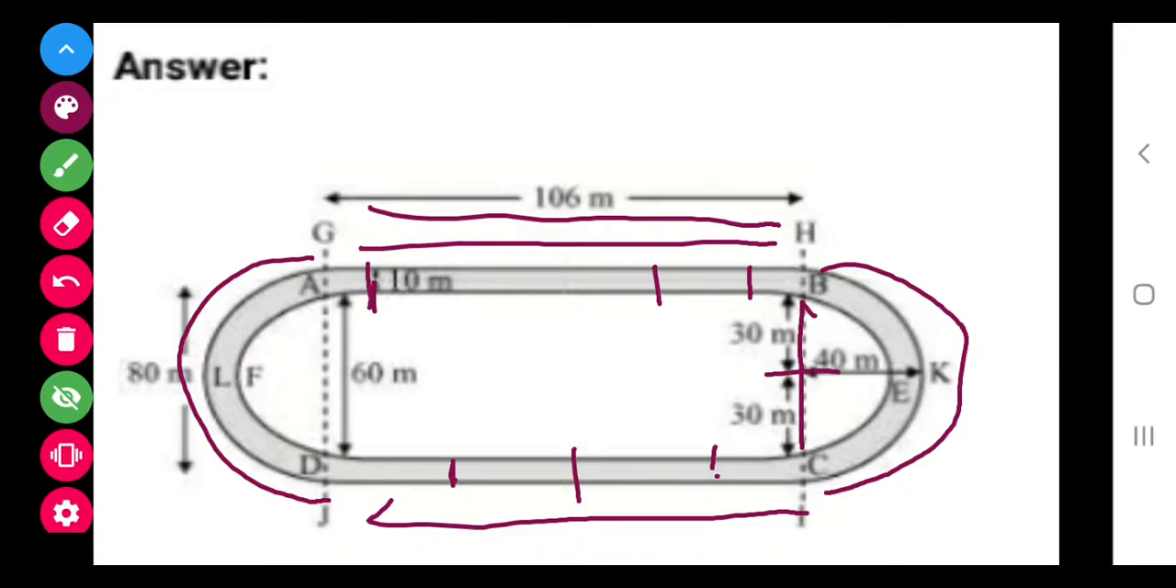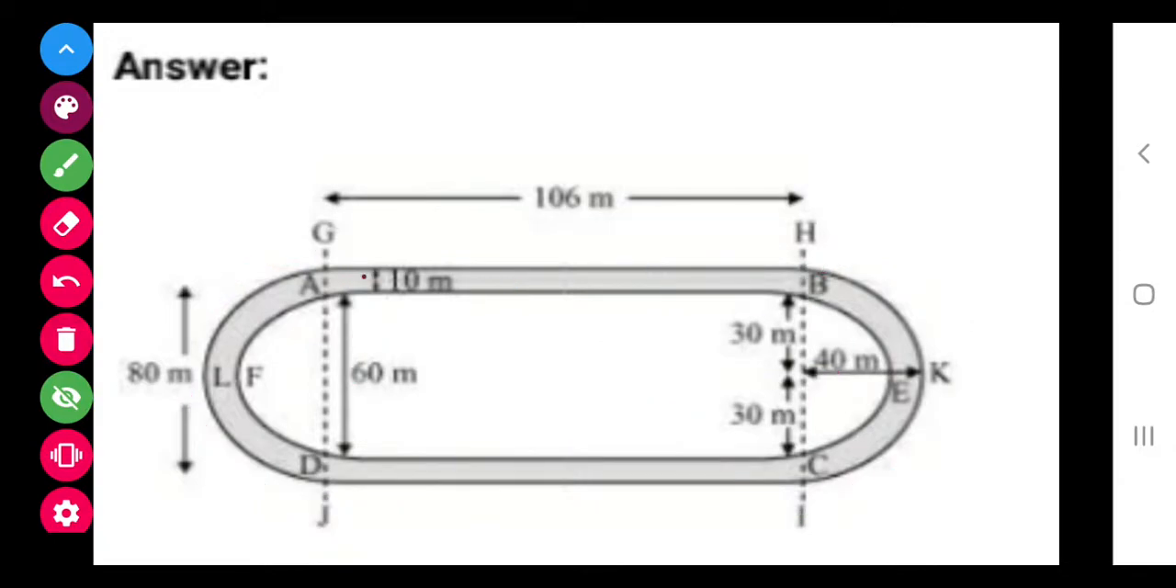So this semicircle has the radius as 30 for the inner one, and for the outer one, this is 10 as a width. So this will be from here to here, it will be 40. This radius will be 40 as they have shown here. Now we have completed the diagram. Now we have to get the inner length.